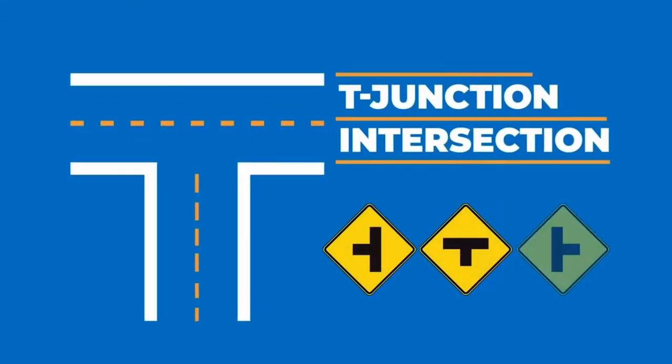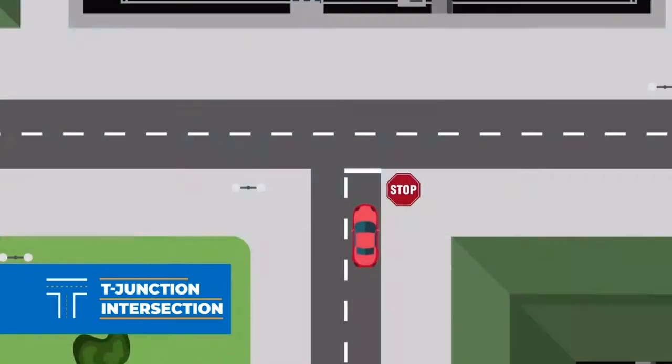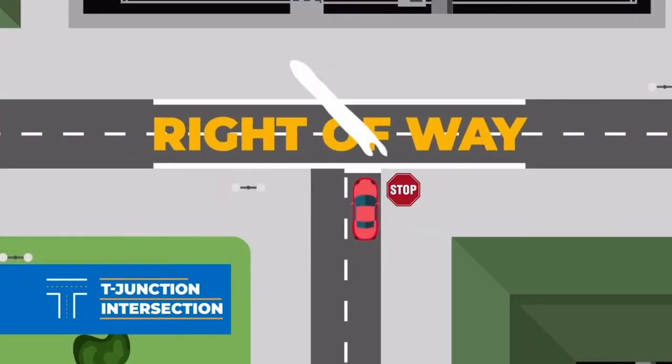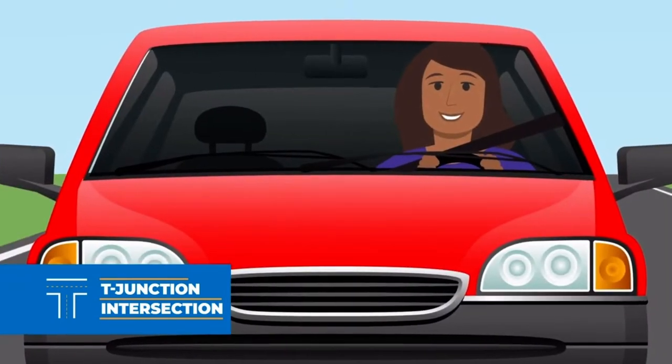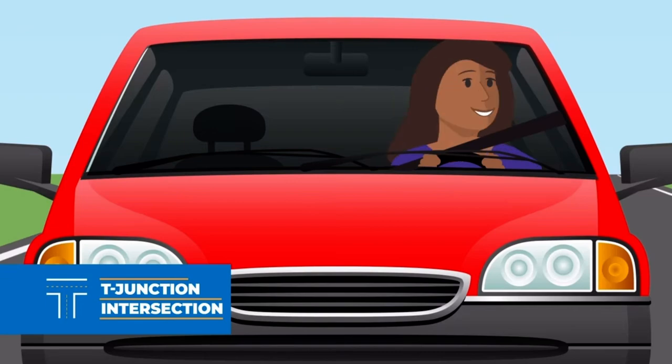A T-junction is the spot where a street meets a major roadway. Cars on the street will usually encounter a stop sign, while those on the main roadway will continue driving because they have the right-of-way. If you're driving on the street and approach a major roadway, come to a complete stop and look in both directions to make sure you can safely pull out onto the road.